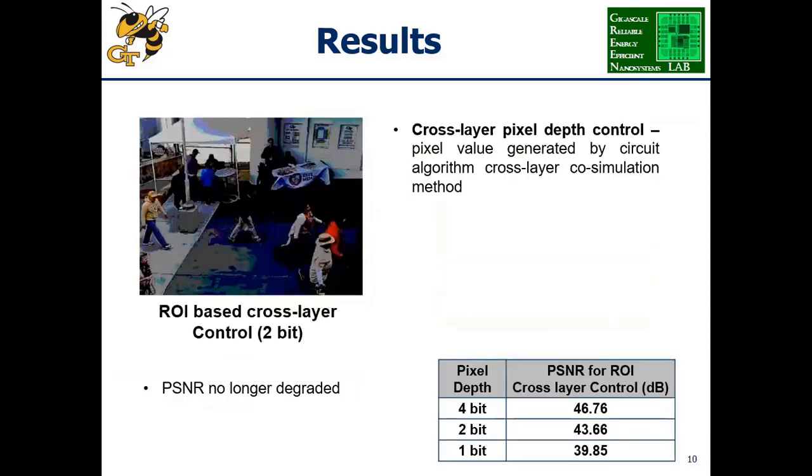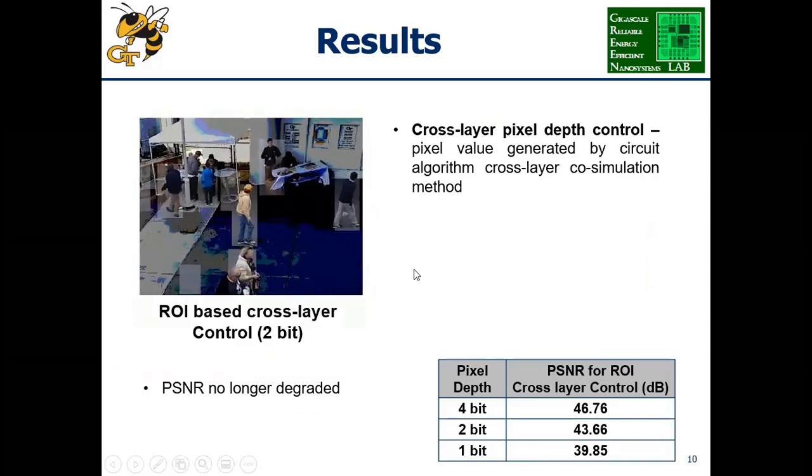So we go to the next part of the experiments. Now we take cross-layer pixel depth control. By cross-layer, I mean generating the pixel response with the LUTs from circuit simulation, as discussed in the co-simulation environment. We present the effect of cross-layer control on input frames in an ROI feedback mode, a region of interest-based feedback mode, in this video.